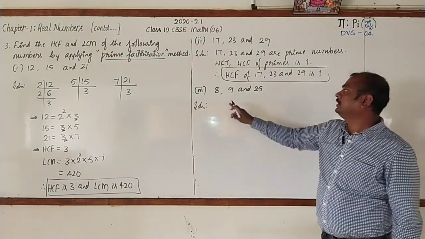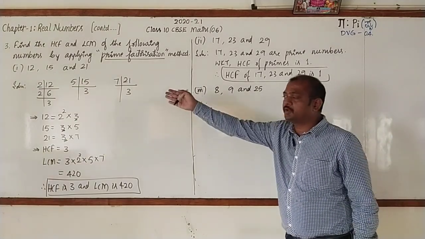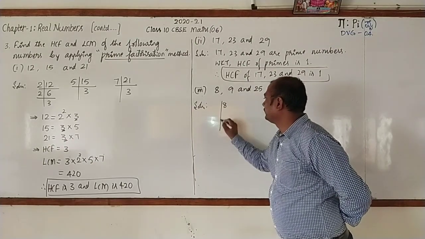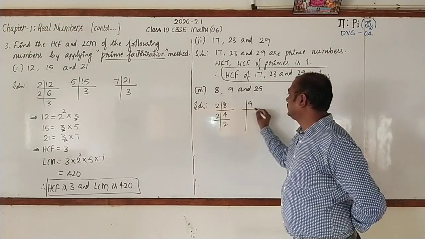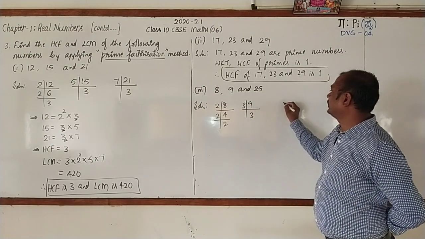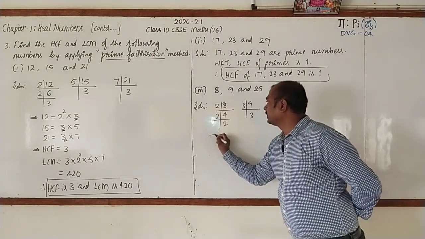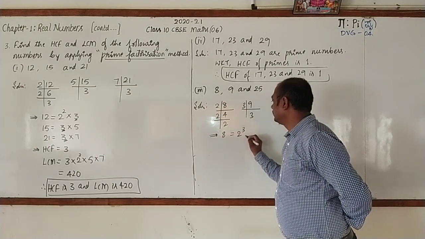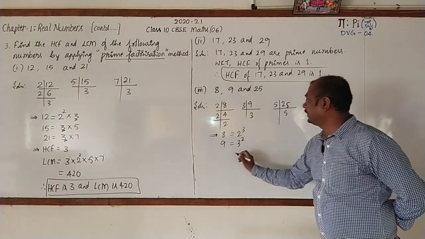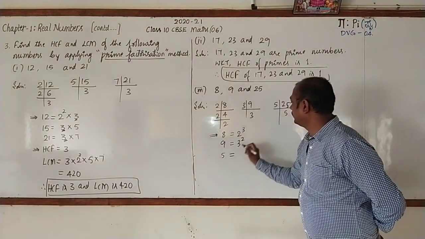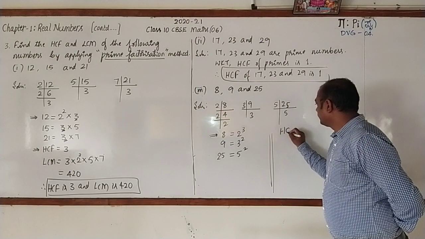Here the numbers are 8, 9 and 25. Here I go for the actual method. 8, then 2 4s are, 2 2s are. Next 9, it is 3 3s are. Next 25, it is 5 5s are. Now we can write 8 as 2 cube, then 9 as 3 square and 25 as 5 square. Here I'll write first HCF.